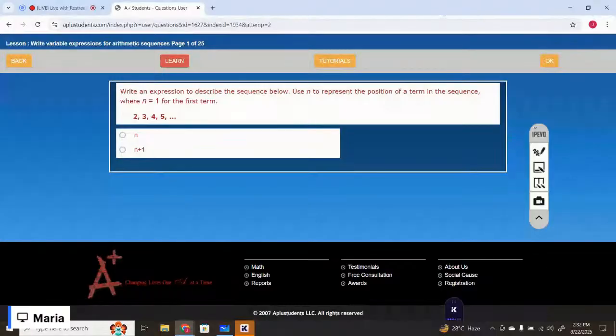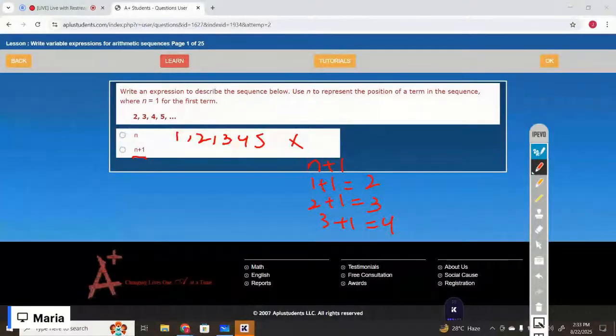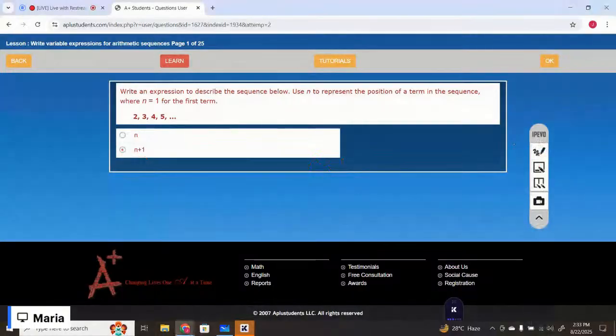n plus 1. The first option does not have 1, so this isn't the correct option. Look for the second one. N plus 1, starting with 1: 1 plus 1 is 2, 2 plus 1 is 3, 3 plus 1 is 4 and 4 plus 1 is 5. Then it would be n plus 1. Option number 2 is the correct option. That would be n plus 1.